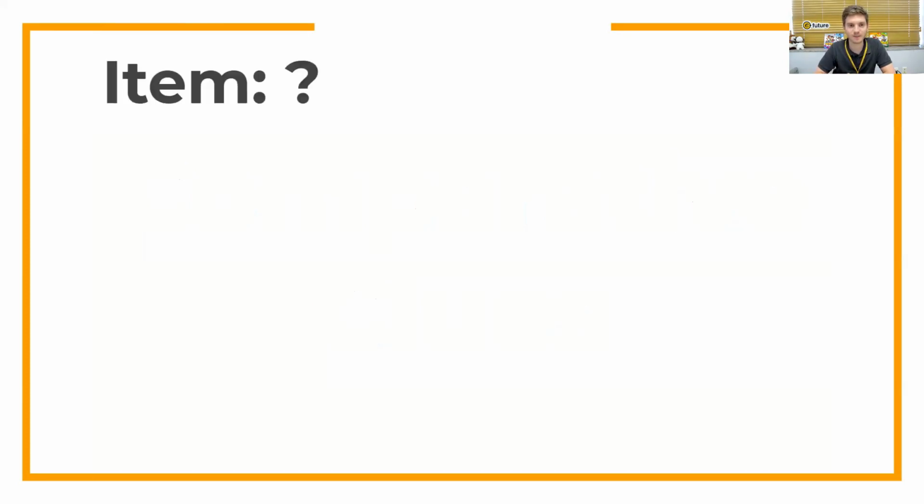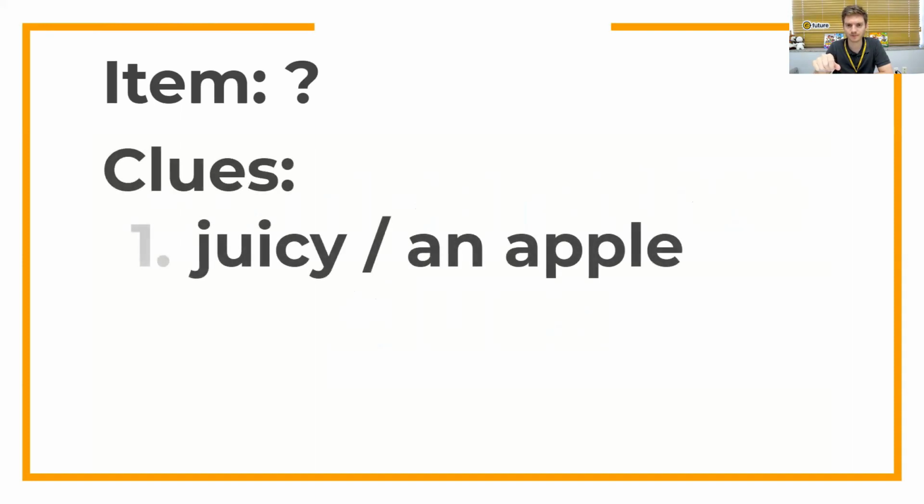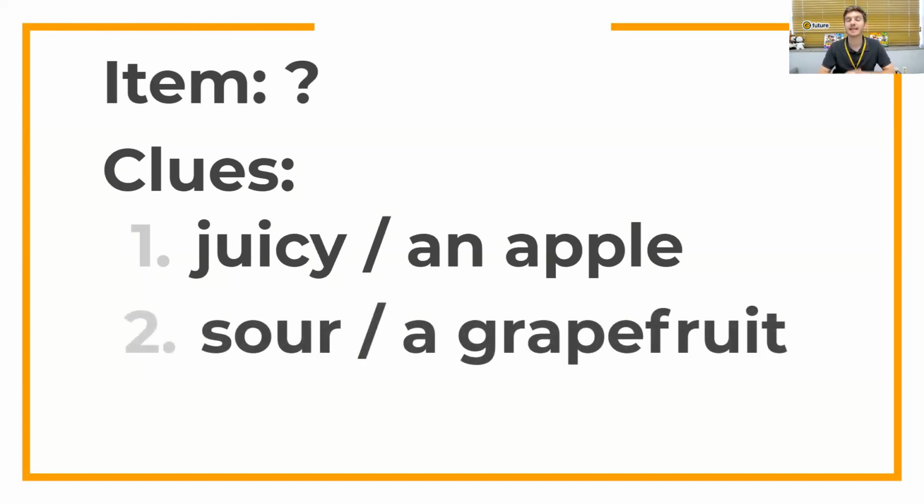Okay, so what is the item? We don't know, right? It could be anything, but here are your clues. The first clue: it is juicy, juicier. But for students, we can just put it like this, and then they have to say it's juicier than an apple. So first clue, it's juicier than an apple. Second clue, it's more sour than a grapefruit. Okay. What could it be?